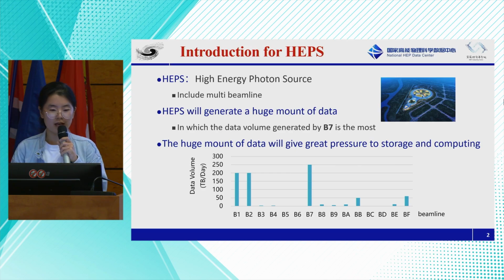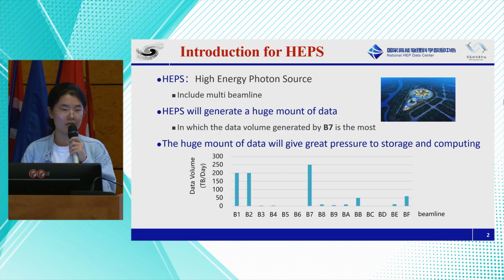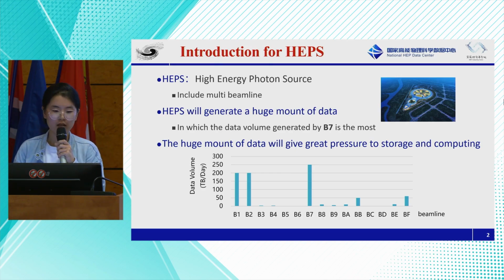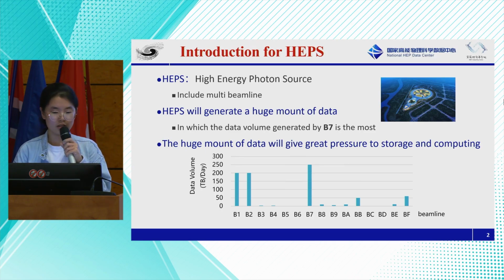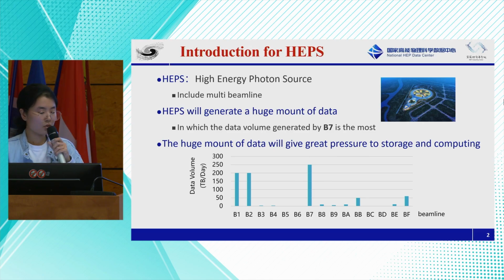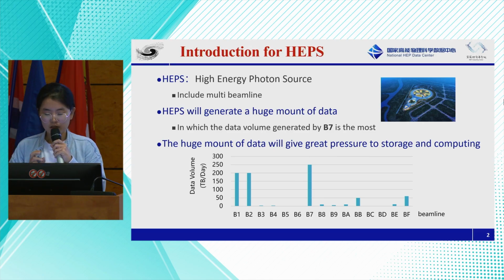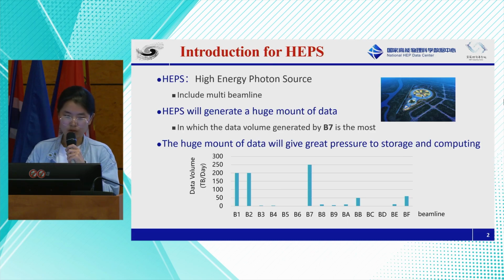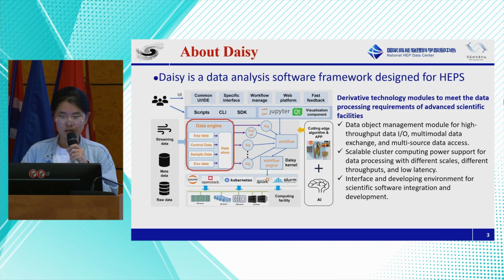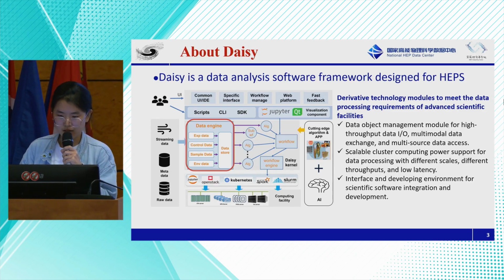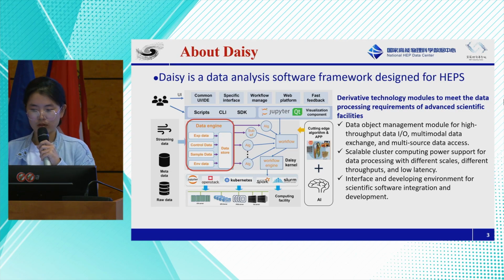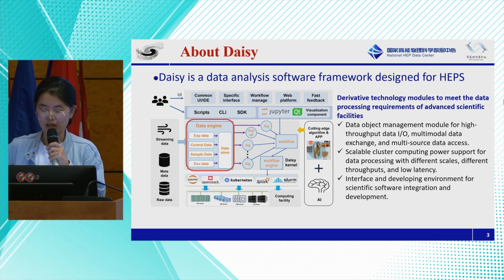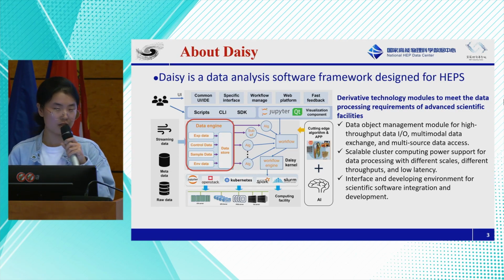HEPS is a high-energy photon source built by the Institute of High Energy Physics in China, and it includes more than 19 beamlines, and it will generate a huge amount of data. Such a huge amount of data will put great pressure on storage and computing. So a team developed a framework named DAISY. DAISY is a data analysis software framework designed for HEPS. It has many modules to meet the data processing requirements of such advanced scientific facilities.